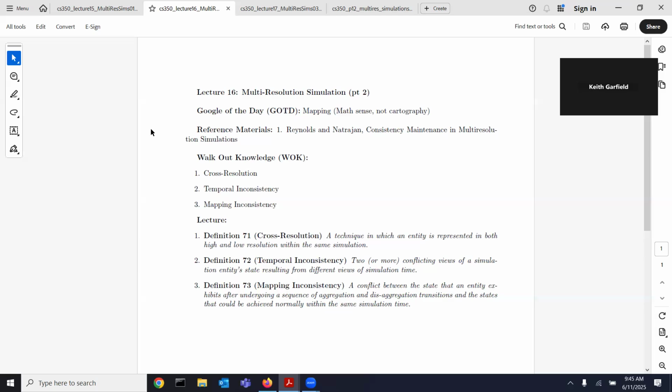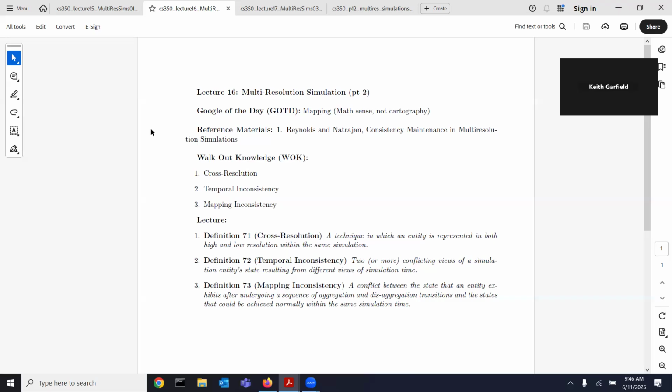Well, if you have this cross resolution, you're representing, say, the platoon of tanks both as one node in the overall simulation and as individual tanks in the other. In this case, there's no true aggregation and disaggregation, right? You're maintaining both. So you're not saving the computational cost. But you can have what we call temporal inconsistency and mapping inconsistency.